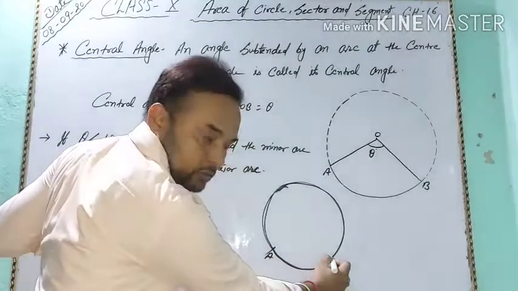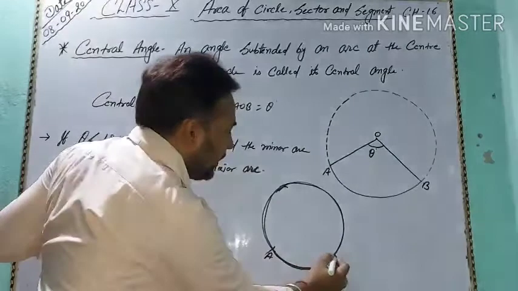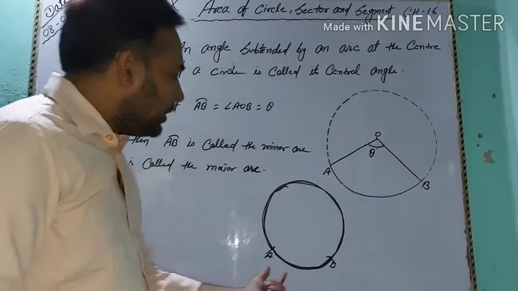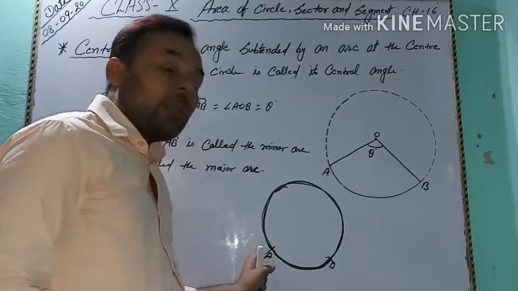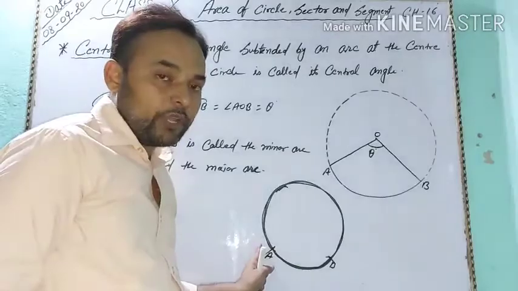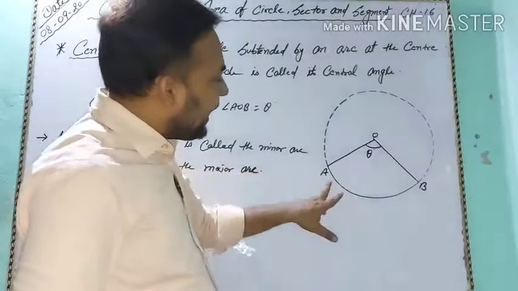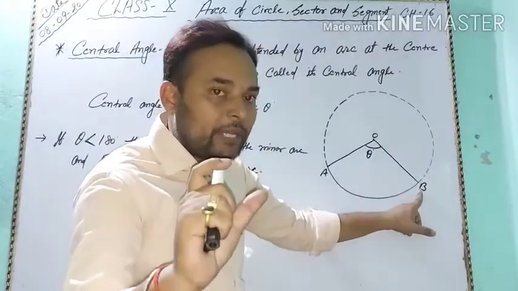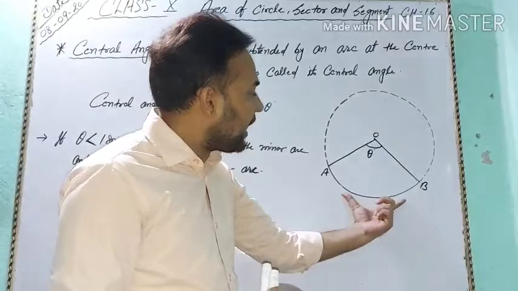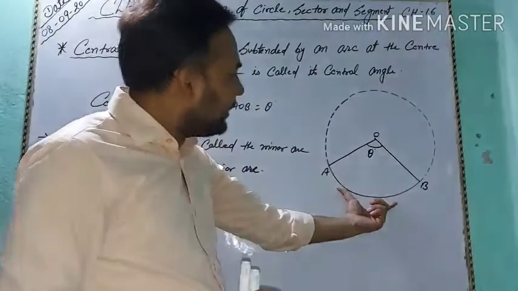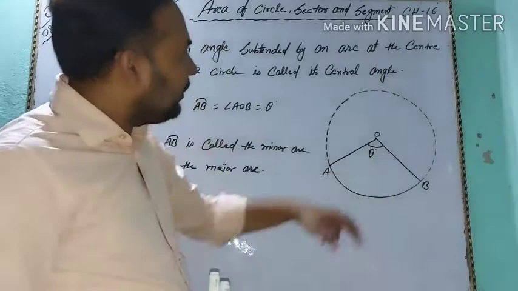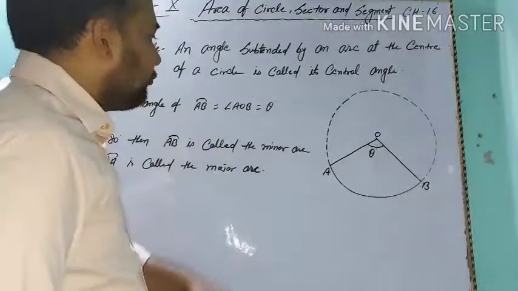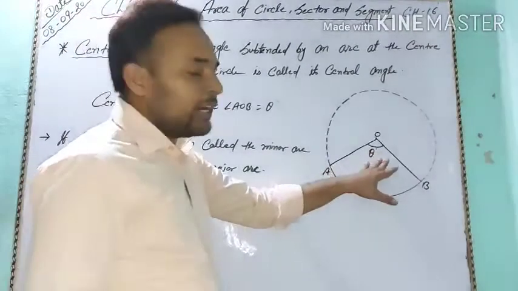And BA is also an arc. So AB is the minor arc and BA is the major arc. Okay, students, an angle subtended by an arc. So in this figure, AB is a minor arc, or an arc subtends an angle at the center of a circle. Okay, so it is called its central angle.